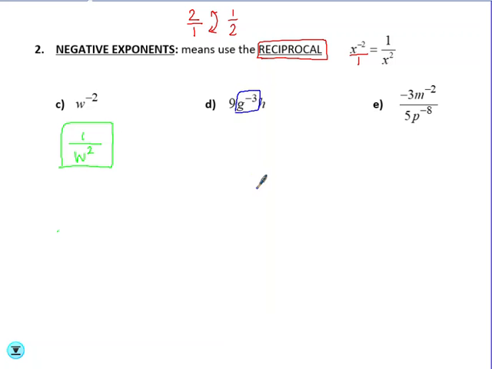So when you have a problem like this, where some things have negative exponents, some things have positive exponents, the things with the positive exponents don't change. We still just have 9h. The g is the only thing that is going to have the reciprocal. So we're going to end up with g cubed in the denominator.